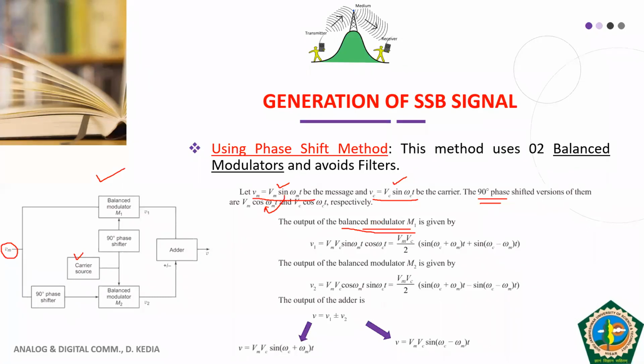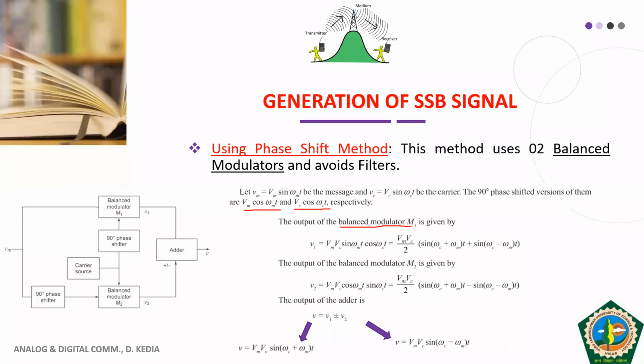So sine omega mt becomes cosine of omega mt, and sine omega ct becomes cosine of omega ct. Okay, so this is how your phase shift works. After phase shift, your modulating signal becomes Vm cos omega mt and the carrier becomes Vc cos omega ct. Now with this, we move forward and concentrate on balance modulator 1.